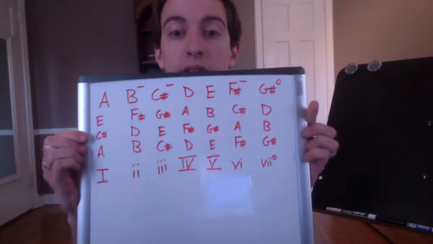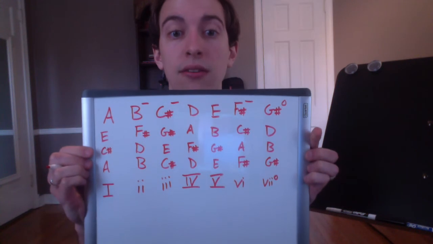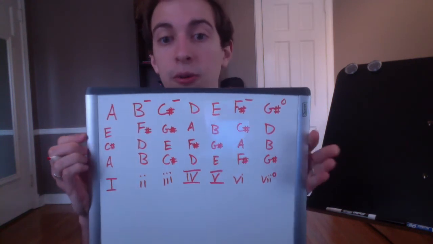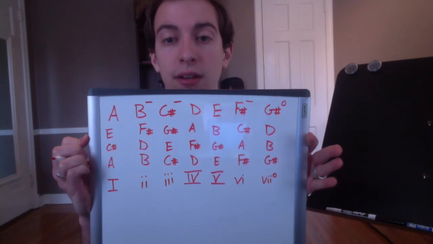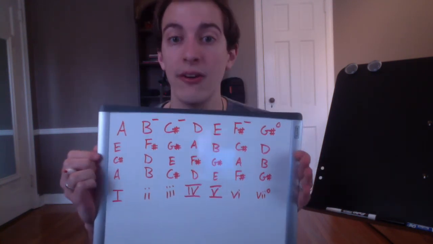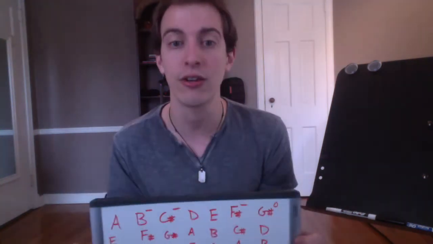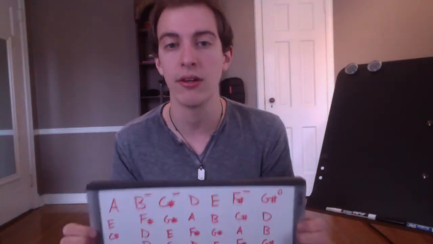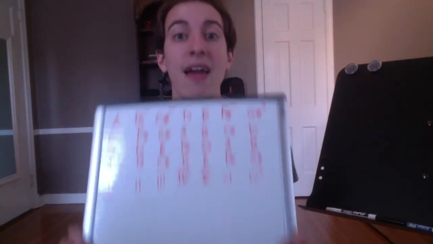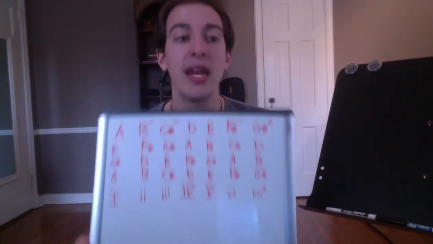So my diatonic chords for major look like this. I have major 1, minor 2, minor 3, major 4, major 5, minor 6, and diminished 7. And this is the pattern that is diatonic to all major keys. Not just A, not just C. This is for every key, every major key.